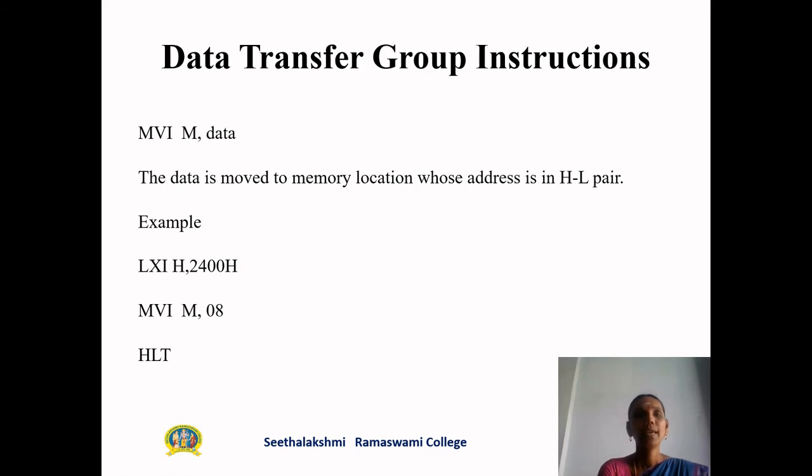For example, LXI H, 2400. Load HL pair with the memory location 2400. Next one, MVI M, 08. The immediate value 08 is moved to the memory location 2400.